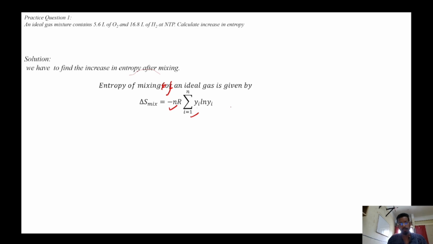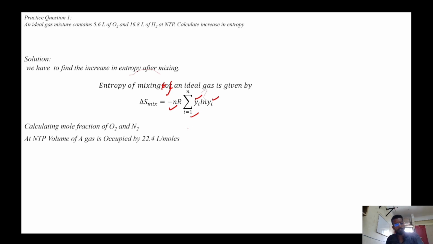So there could be one component, two component, three component. One component will not be there. Two component, three component, four component. Now, calculating mole fractions of O2 and H2. We require the mole fraction of O2 and H2.